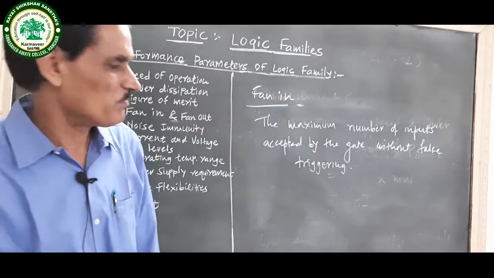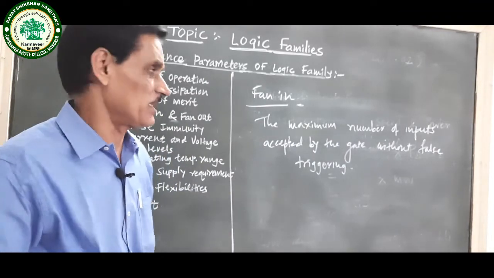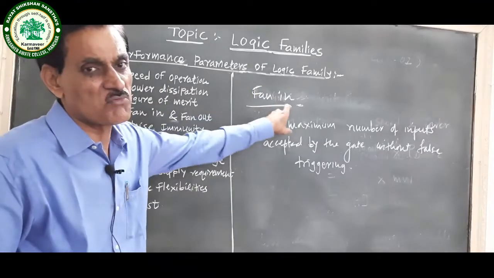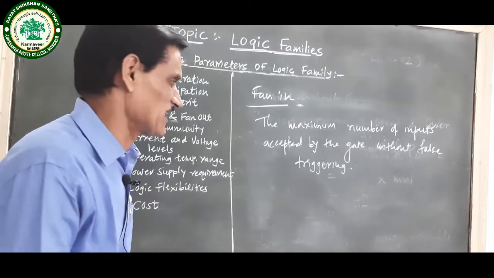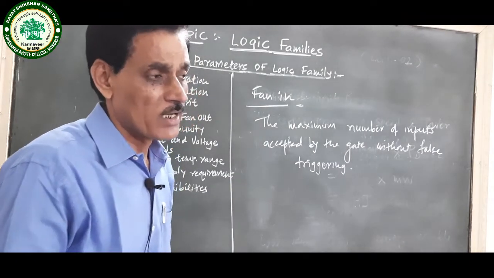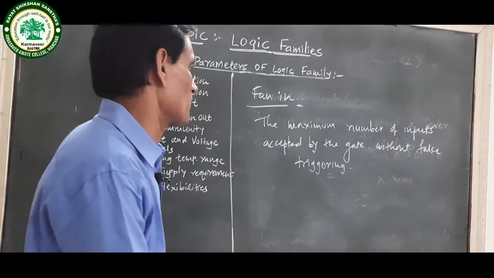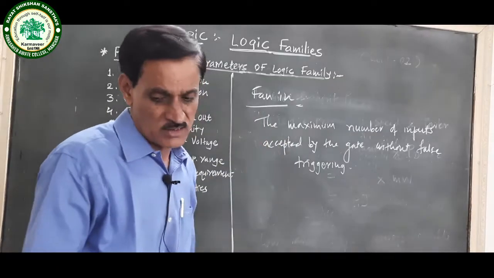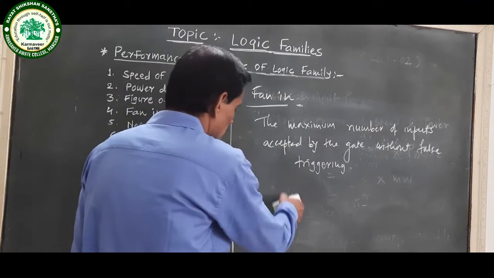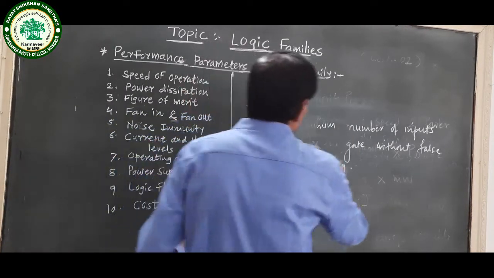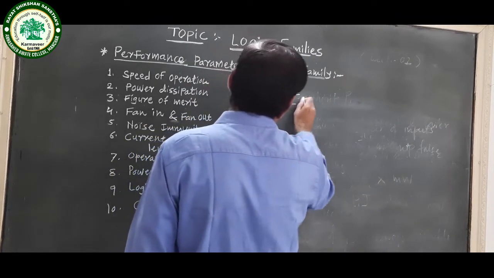What is the meaning of that? How many inputs for the logic gate or IC you can apply reliably is defined in terms of fan-in. If you take, for example, an AND gate or NAND gate, maximally you can apply not more than 15 inputs in the case of the TTL family. Just remember the meaning of fan-in. Then we will proceed towards another important parameter known as fan-out.